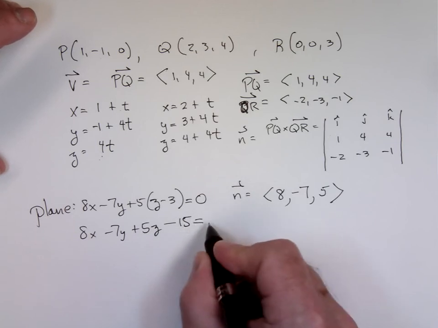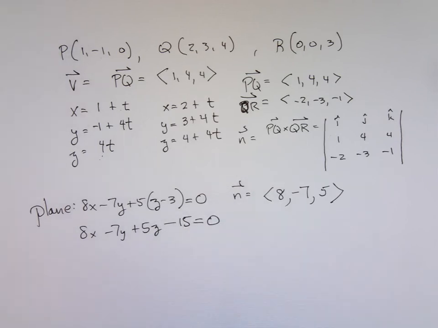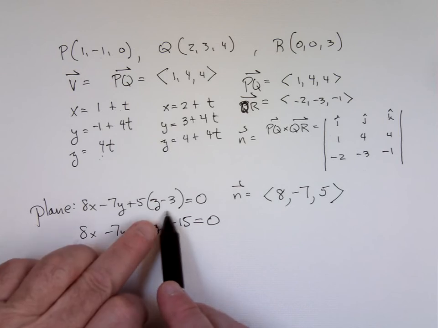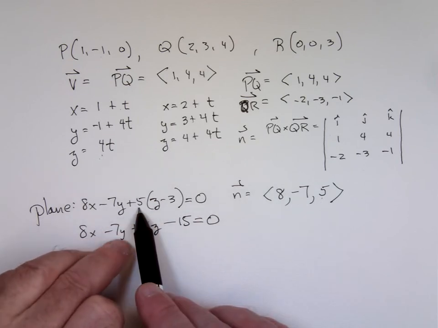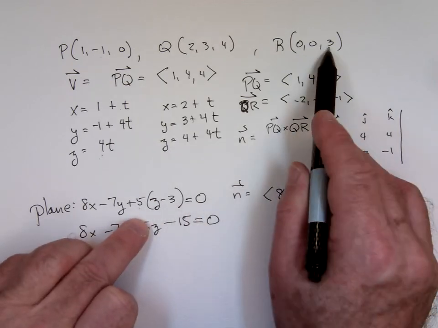But where's the z minus 3 coming from? The z minus 3 comes from the z coordinate of this point R that I'm using, and it's multiplied by the 5 coefficient.